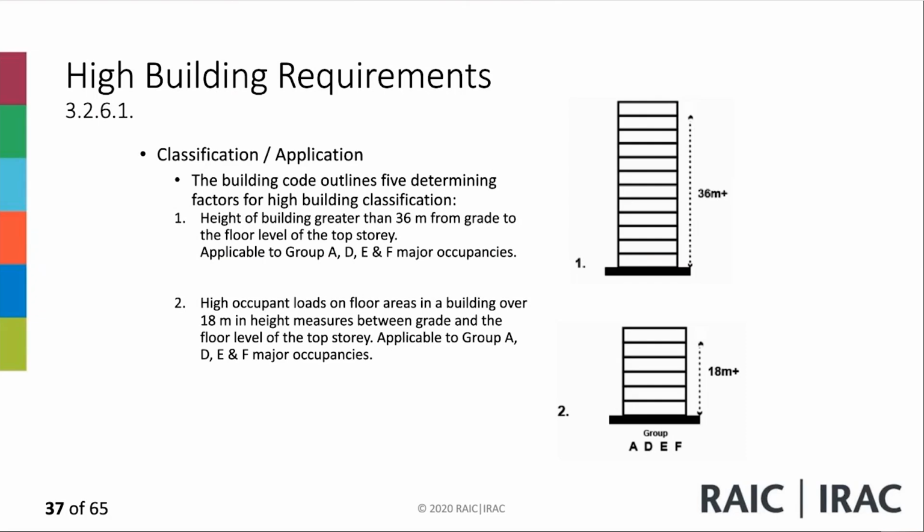Okay. So a building that is more than 36 meters in height from grade to the floor level of the top story is considered a high building, and you need to apply the provisions of 326 to it. If you have a high occupant load in floor areas in a building over 18 meters, so if you have a high density of people in the floors of a building that is 18 meters high, then you need to look at the group A, D, E, and F, and you have provisions applicable to it to assess the exit capacities. And we'll show it to you.